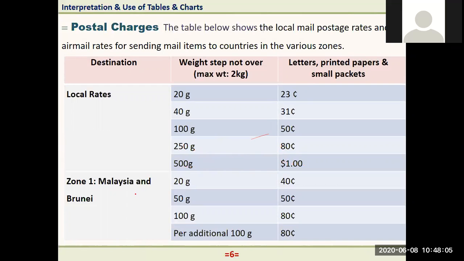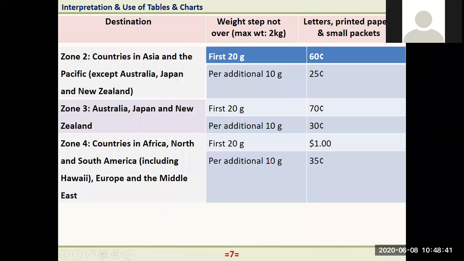The second one, zone 1, Malaysia and Brunei. It's a similar thing. If your package is less than or equal to 20 grams, they charge 40 cents. Between 20 and 50, it is 50 cents. Between 50 and 100, it is 80 cents. For each additional 100 grams, you have to pay 80 cents. Additional means, for example, 170 grams. How much do you pay? Additional 80 grams is less than or equal to 100, right? It is 80 cents, so 1.60. Anyway, you'll see that in examples.